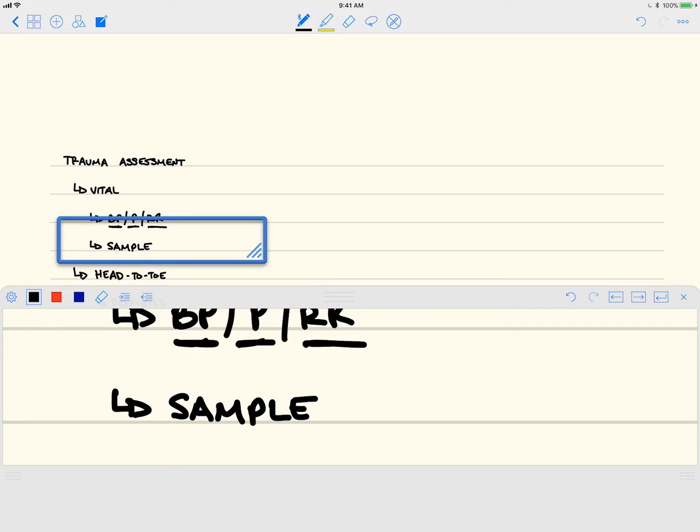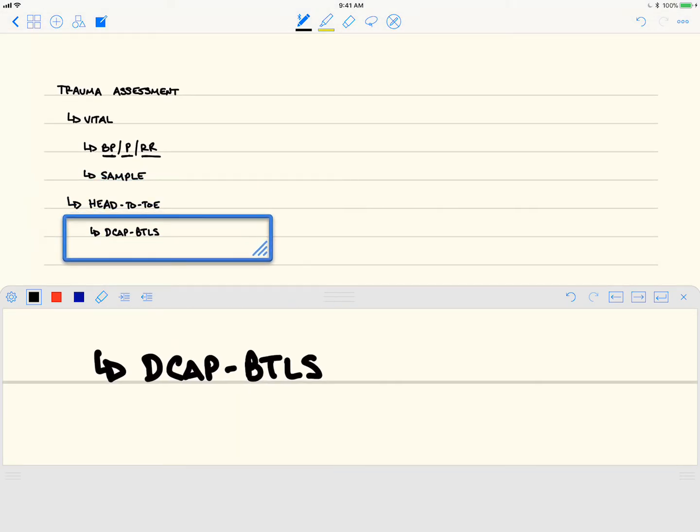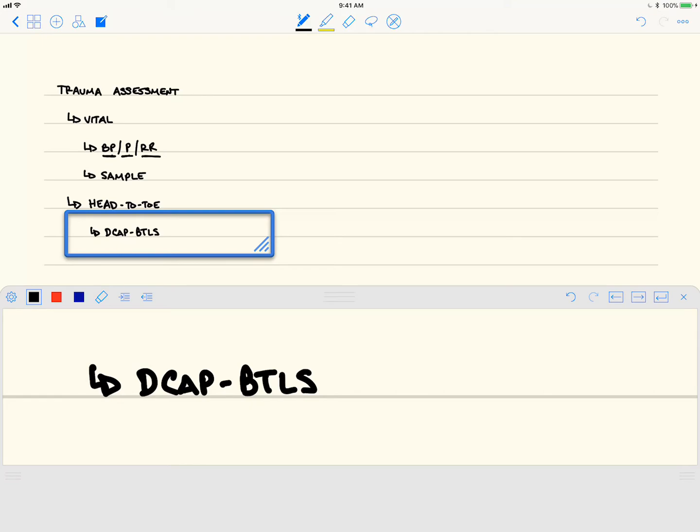Okay, and after that, we're going to do what we call a head-to-toe assessment. With the head-to-toe assessment, we have to know what DCAP BTLS is. Okay, DCAP BTLS is basically what we're looking for when we're doing our head-to-toe assessment. DCAP BTLS stands for deformities, contusions, abrasions, penetrations and punctures, burns, tenderness, lacerations, and swelling.